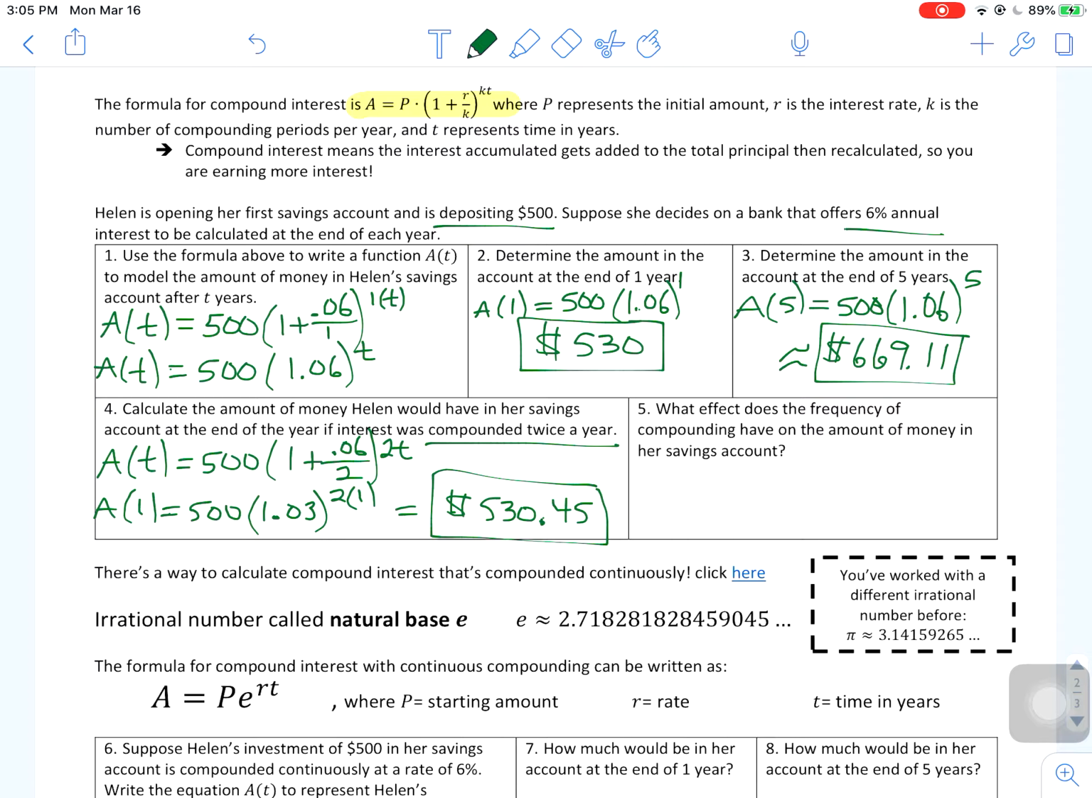Number 5, what effect does the frequency of compounding have on the amount of money in her savings account? So we noticed that if we compound more often, then we get more money, because $530.45 is greater than only $530. So the more frequently compounded, the more money she has.